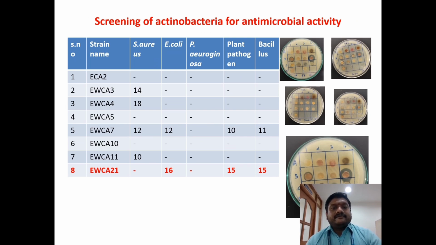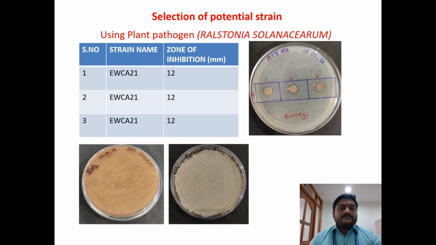In the screening, we have done the activity against plant pathogens. Among these strains, only one strain, EWCA21, showed activity against both clinical and plant pathogens. So we have chosen this strain for our further study, and it is considered our potential strain because of its broad spectrum activity against both clinical and plant pathogens. Using the plant pathogen Ralstonia solanacearum, we again did the triplicate, and you can see the zone of inhibition. You can see the plate of the potential strain.